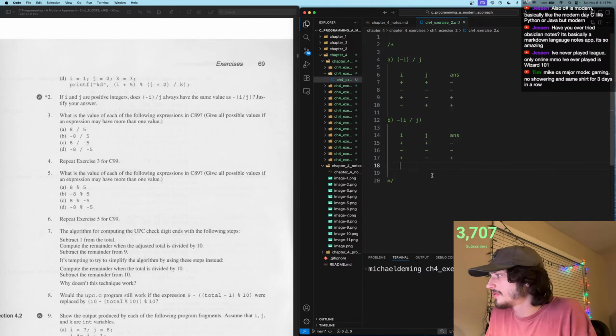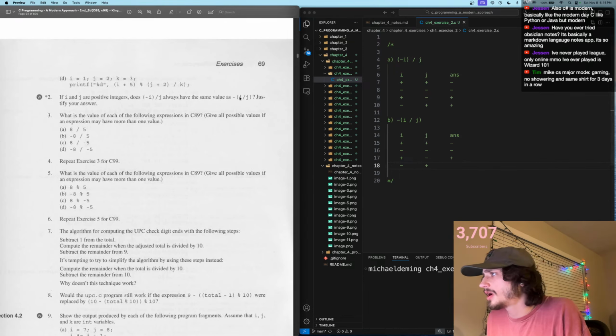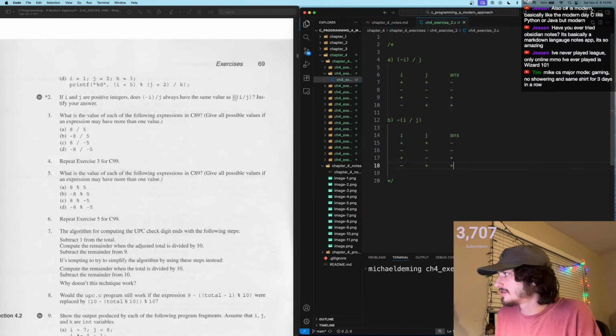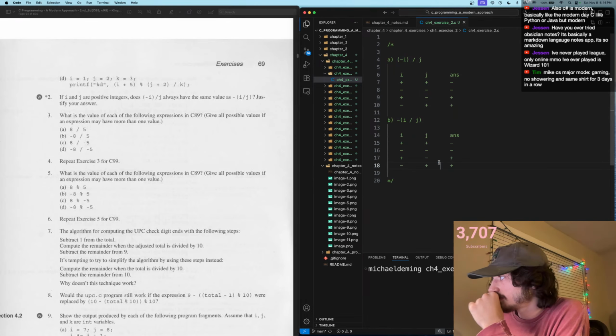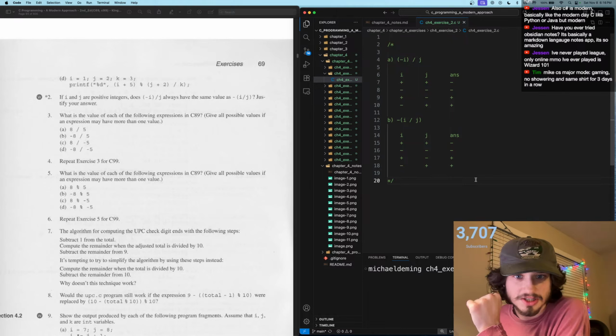And if it's the other way around, where I is negative and j is positive, well, this will be negative times negative will be positive. So in both circumstances, really, that's not what I was expecting. Were you guys expecting this?